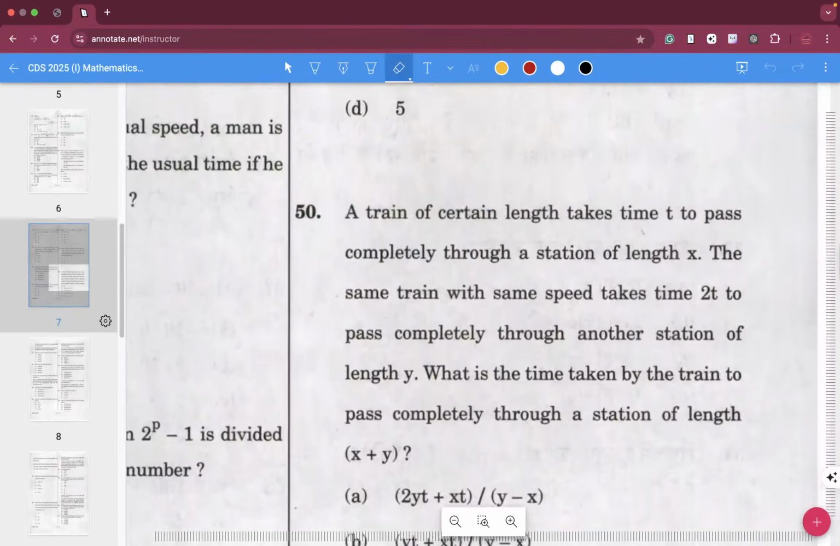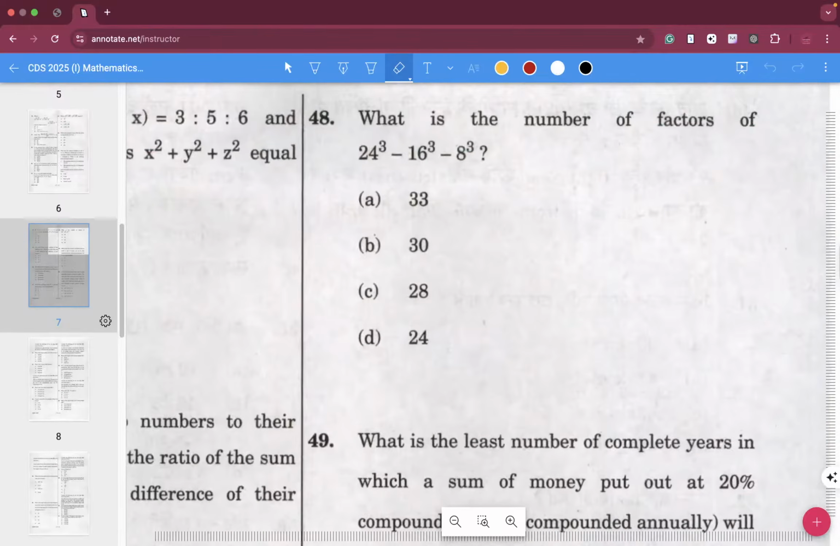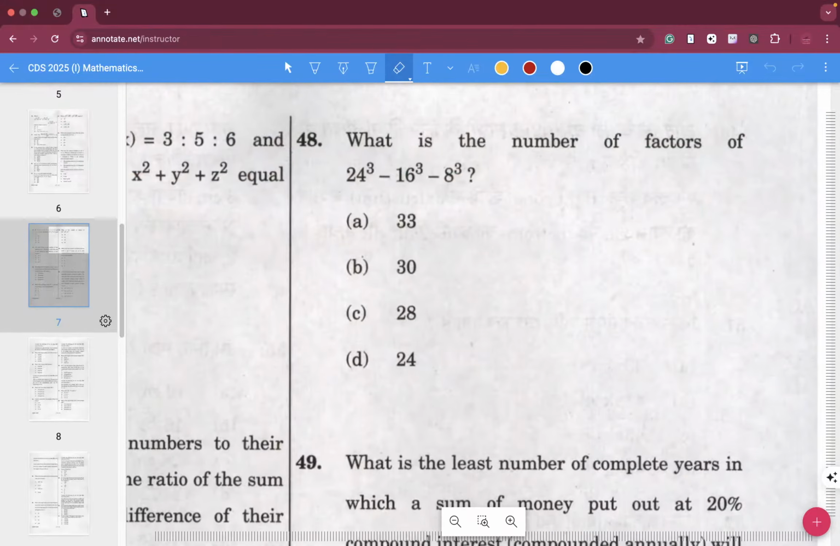Shall we move to the next one? Question number 48. What is the number of factors of 24 raised to the power 3 minus 16 raised to the power 3 minus 8 raised to the power 3? Is that what they are asking?